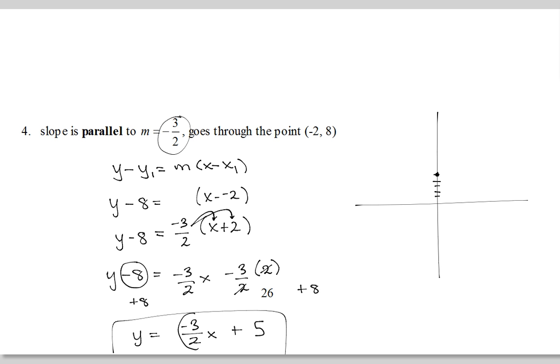Now what does this slope tell us? It's rise over run. Start with the run. What does slope dude always say? Go to the right. So how many do I go to the right? 2. And then how much do I go up or down? Down 3.